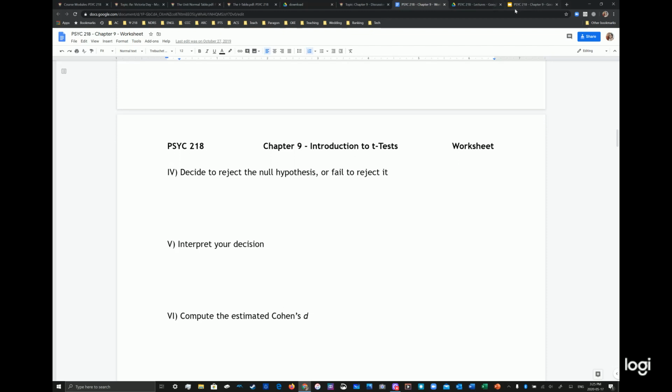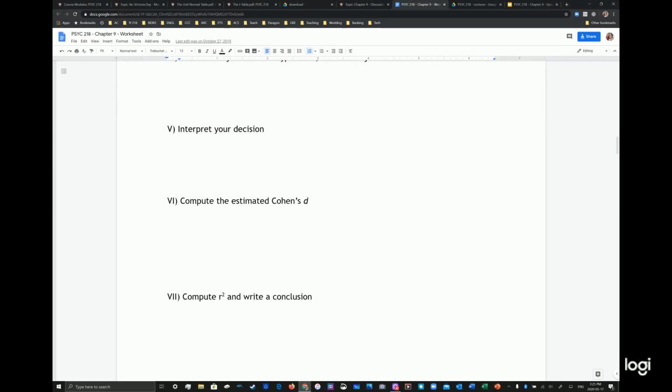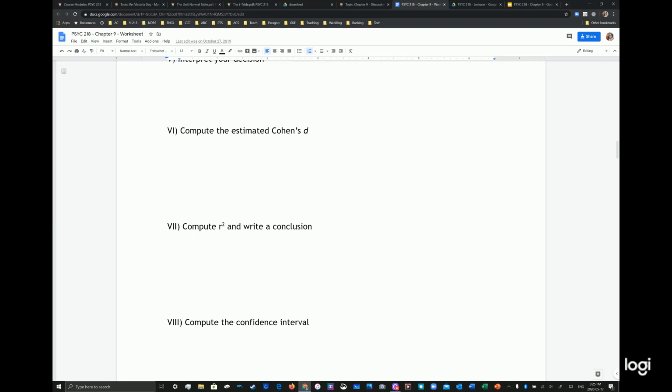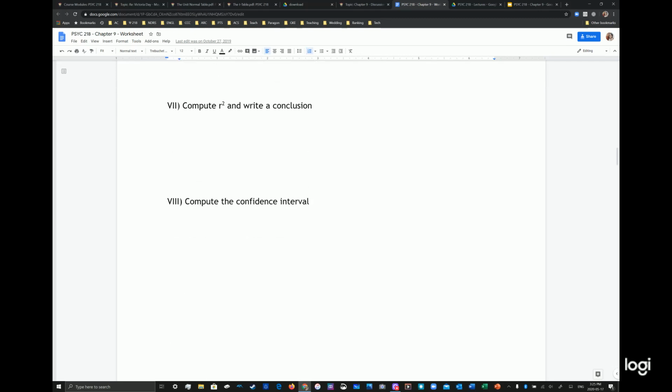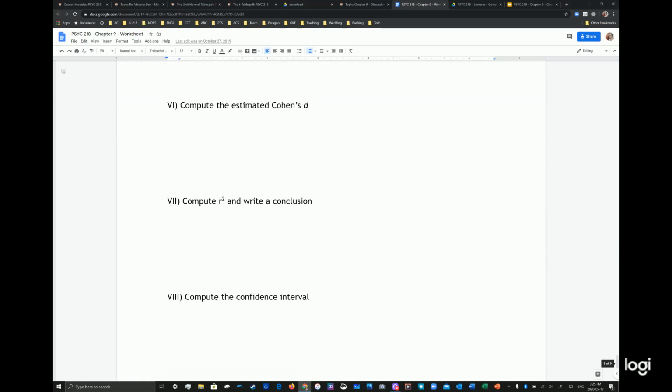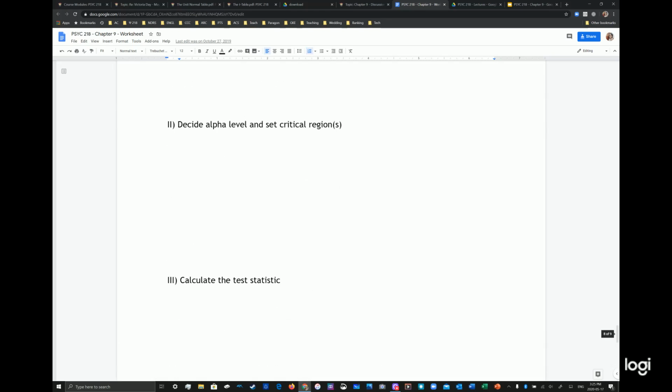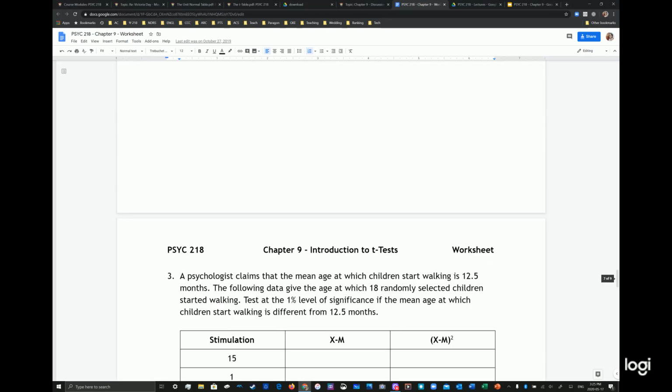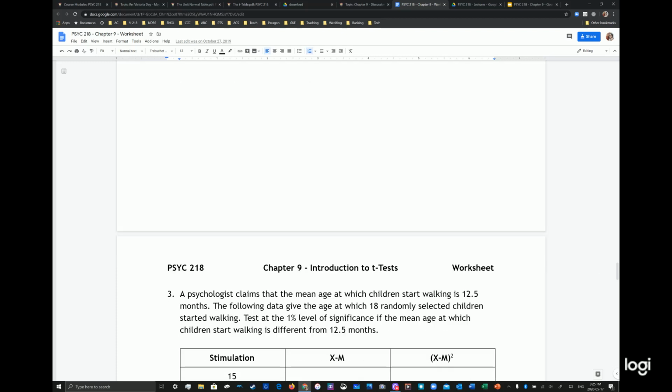And if you have read ahead and figured out how to do Cohen's d and r squared and confidence interval, you can try those too. So again, there are 3 questions that you can practice.